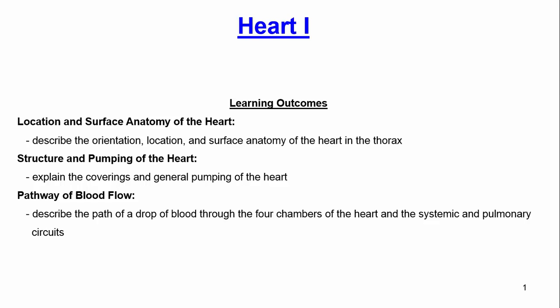In today's lecture, we're going to focus on the heart, and there's three main learning outcomes associated with this lecture. Remember, before you proceed to the next lecture, you want to make sure that you can execute these learning outcomes, that you can do them, you can describe them, you can explain them. So let's go ahead and get started here.